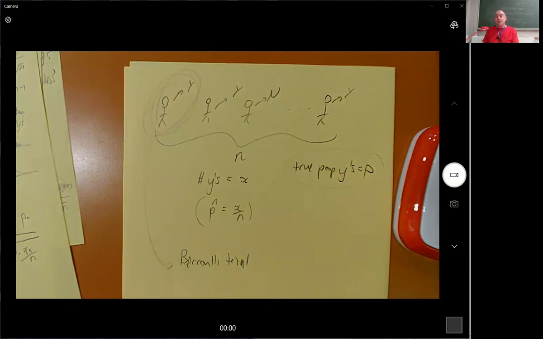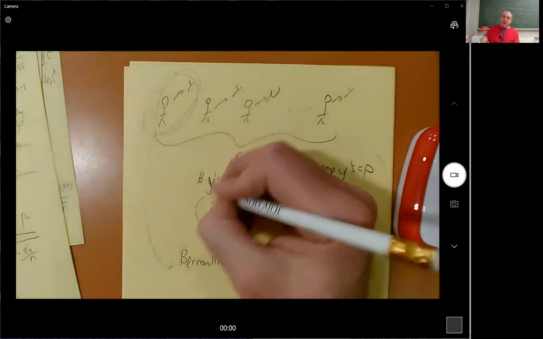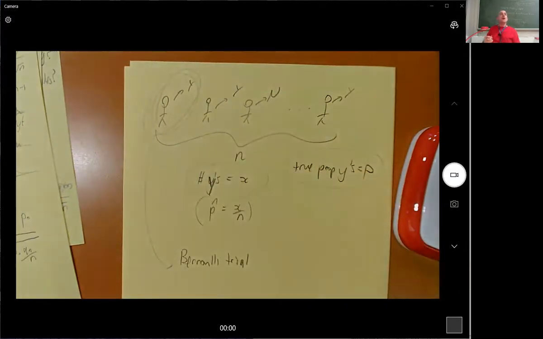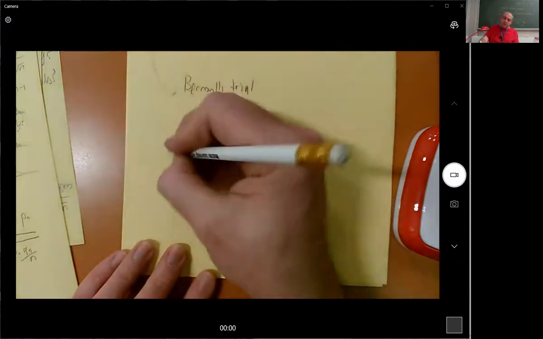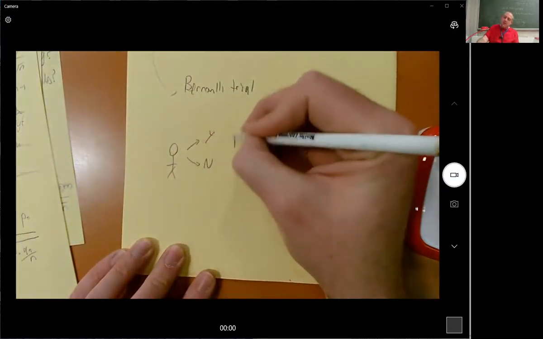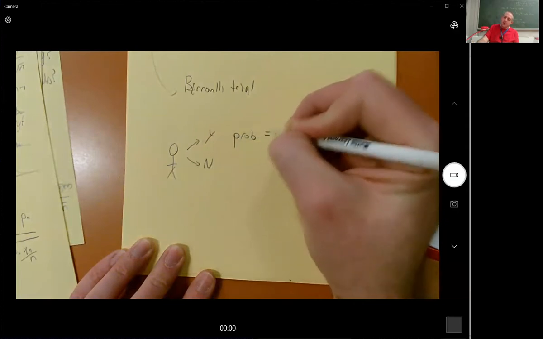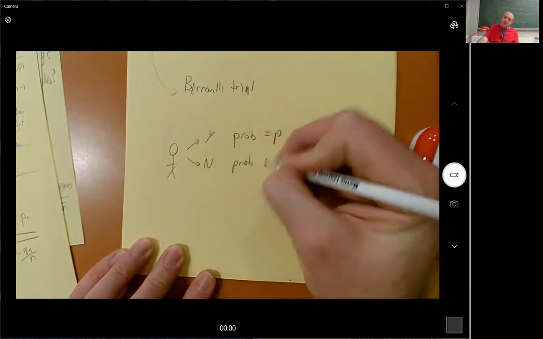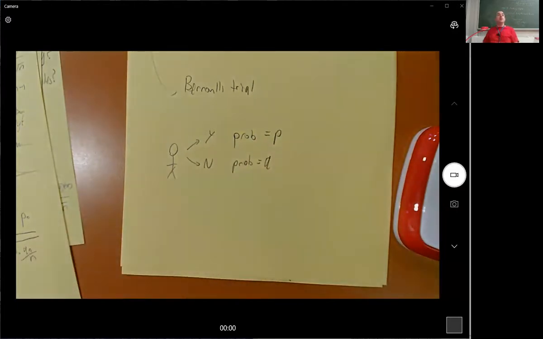And when you do several Bernoulli trials and you add up how many times you get a yes, then that X has a probability as well. So this is the story. I'm just going to draw a new picture. For a person, they're either yes or they're no, and this probability is P, and this probability is Q. And that's a probability distribution as well. It has yes and no, with this probability and this probability.